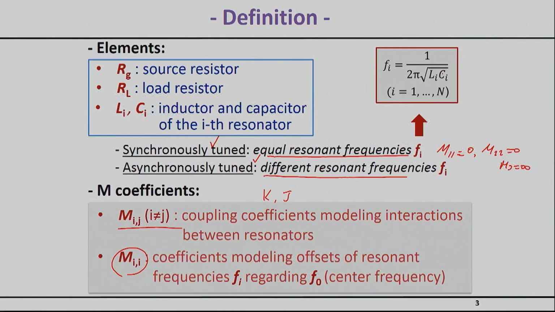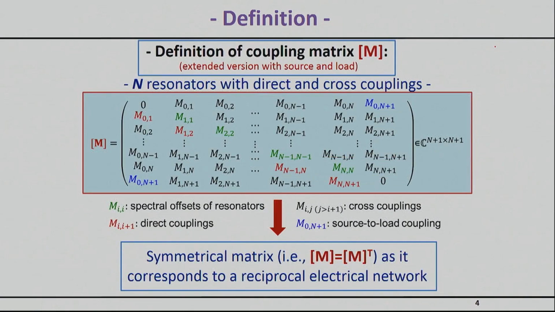However, if you see a coupling matrix and those coefficients are non-zero, it means that you have an offset from the resonant frequency, and that's the physical meaning of the self-coupling coefficient.